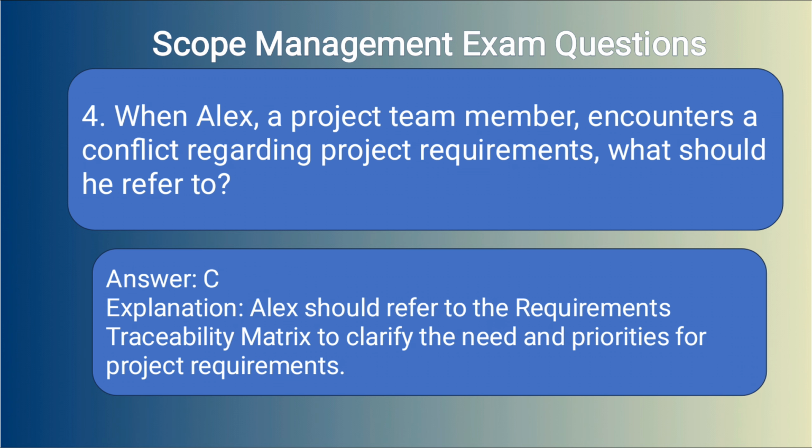Answer C. Explanation. Alex should refer to the requirements traceability matrix to clarify the need and priorities for project requirements.